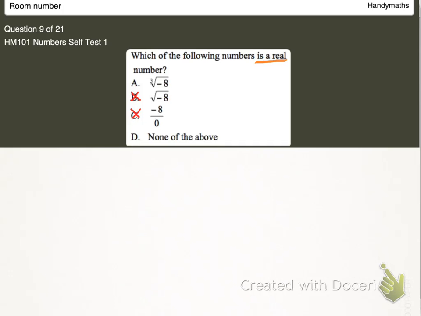So could it be A? Well, if you study the value here, I'm looking for 3 values that multiplied together give me negative 8. So I could have minus 2 times minus 2 times minus 2. So the cube root of this is actually equal to negative 2. And this here is a real number. So the answer should be A.